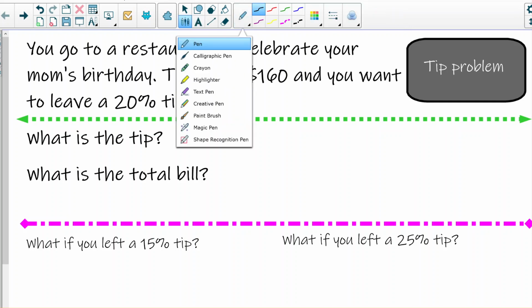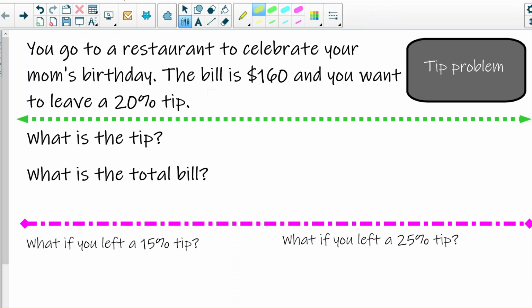So I'm going to highlight some important information here. The first thing that I see that's important is that the bill is $160. The next thing that's important is that you want a 20% tip.